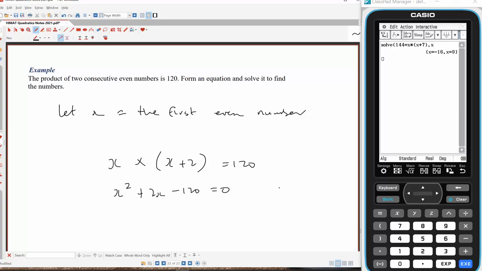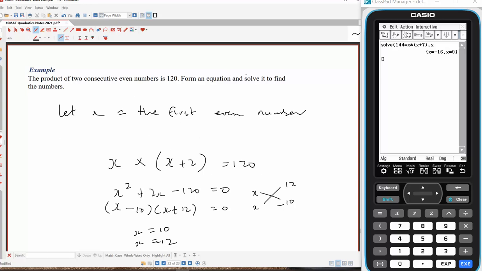12, 10, okay, I can do this one. x, 12 and 10 is 120. That needs to be negative. x take 10, x plus 12 equals 0. x equals 10, x equals negative 12.